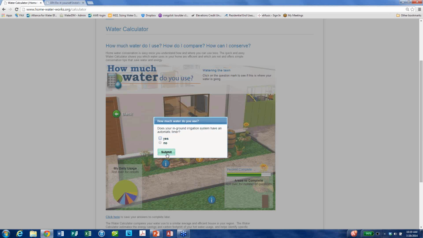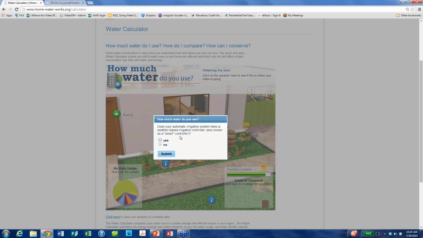So yes, my house has an in-ground system. Does your in-ground system have an automatic timer? Yes, it does. Does your automatic irrigation system have an override shut-off device such as a soil moisture sensor or a rain sensor? And mine actually does, and in fact, I just had to install a new rain sensor this past week because the old one had finally given up the ghost.